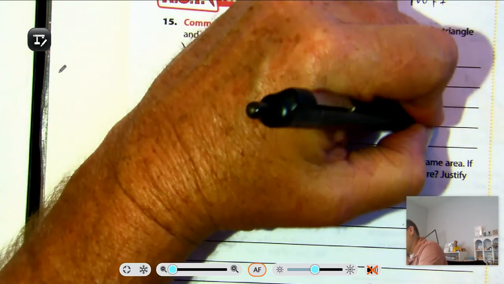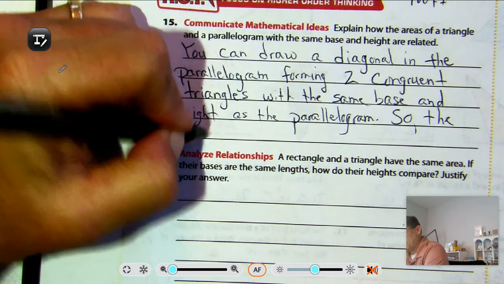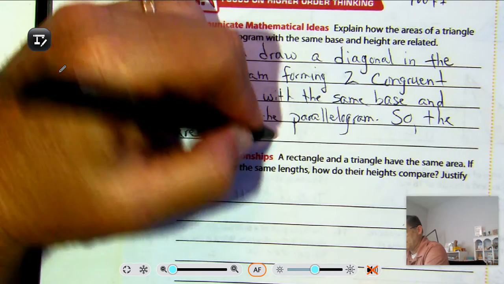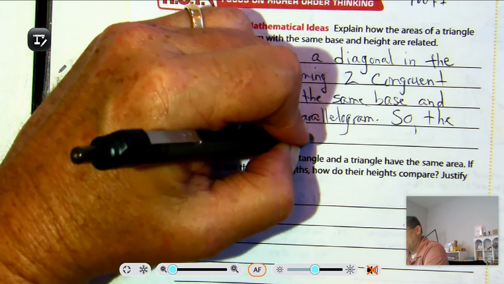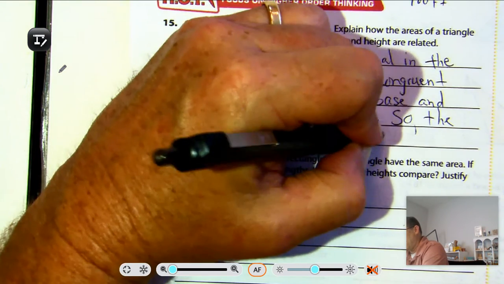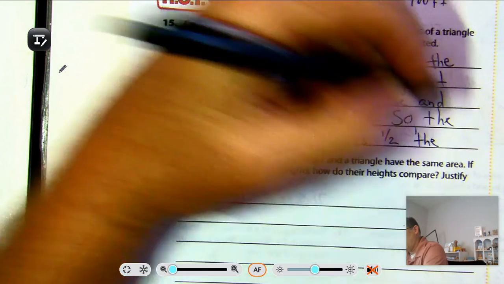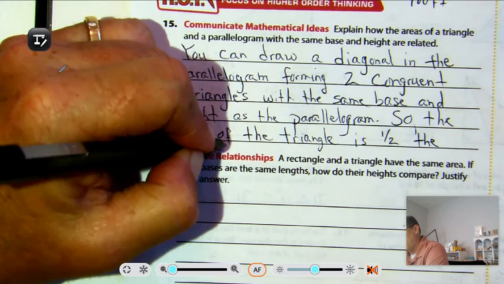So the area of the triangle is half the area of the parallelogram.